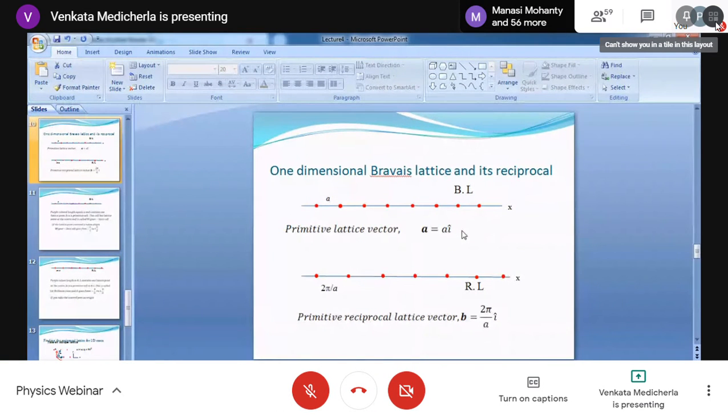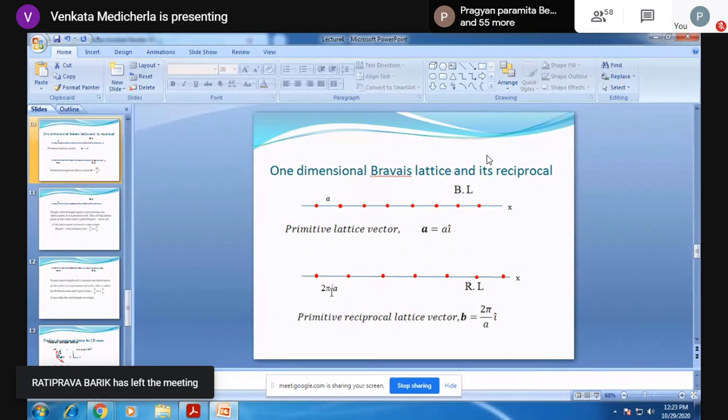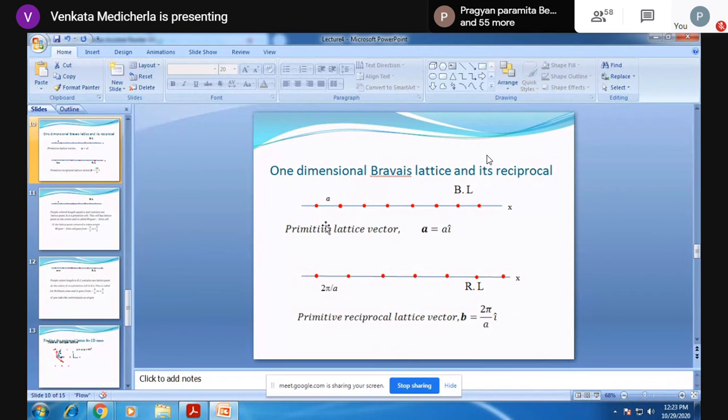Now, if you reciprocate it, the distance between the points will become 2 pi by a. It depends on a. Suppose a is equal to 1, what is 2 pi by a? 2 pi by a is 2 pi. You will stretch the lattice vector. Suppose a is equal to 0.1, then 2 pi by 0.1 will be 20. Then also you will increase.